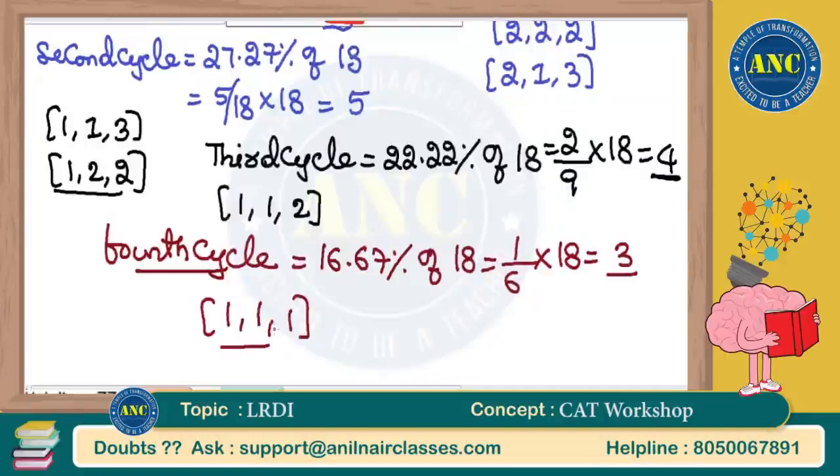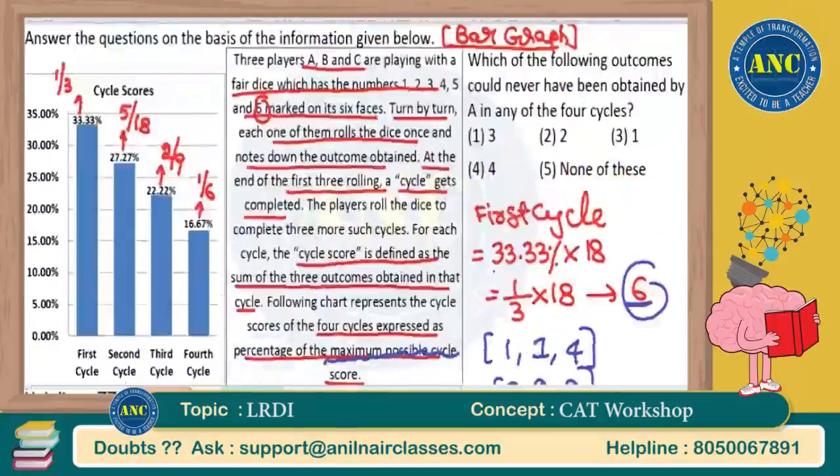Once you understand this, now you can solve the question very easily. It is very easy to solve. Now, see here, first question. Which of the following outcomes could never have been obtained by A in any of the 4 cycles? In any of the 4 cycles, A would not have got which number?